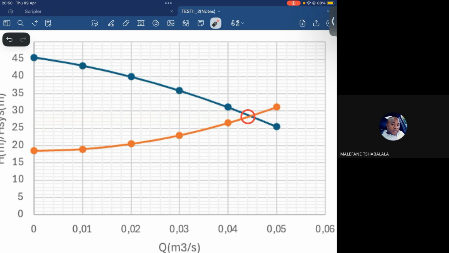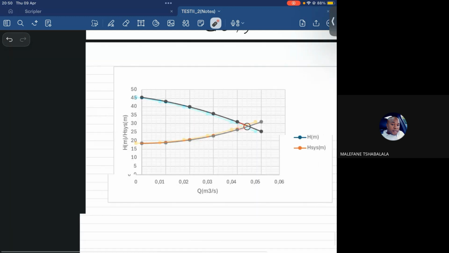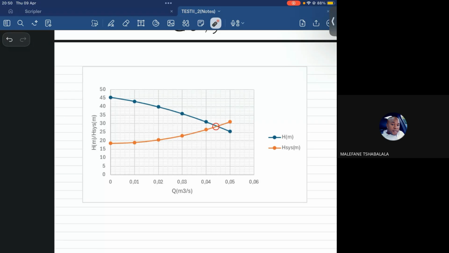I'm not sure if you guys are able to see these minor grid lines. So yeah, volumetric flow rate is still equal to 0.045, and then the height is somewhere 28.5. Yeah, so that's how to draw this graph using Excel.